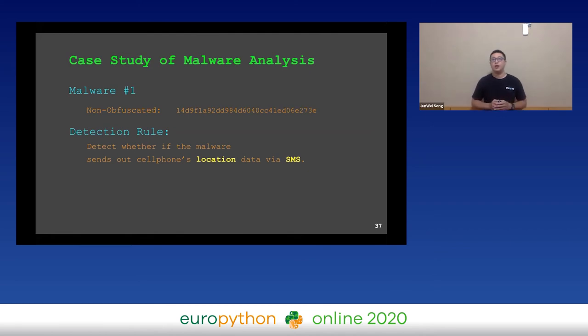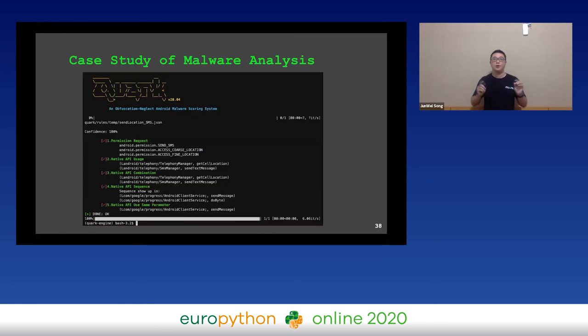We will use the rule in Quark Engine to detect whether the malware sent out the cell phone's location data by using SMS. This is the detailed report of Quark Engine. In this report, the engine shows the detection result of one single malware behavior, or you can say, one single malware crime. For example, we try to find if the malware sent out your location data by using SMS.